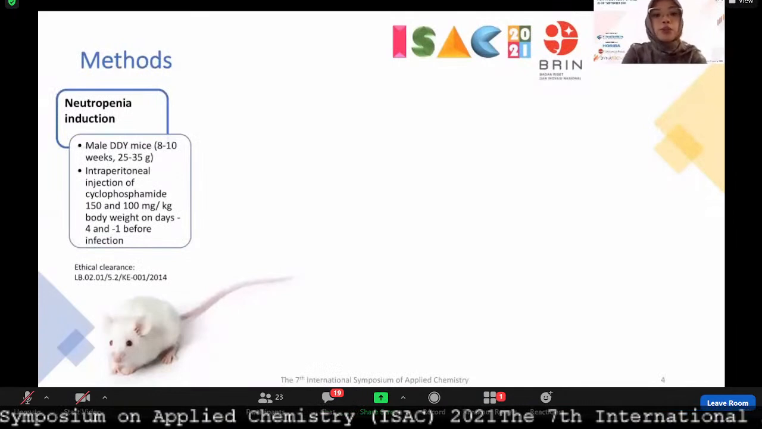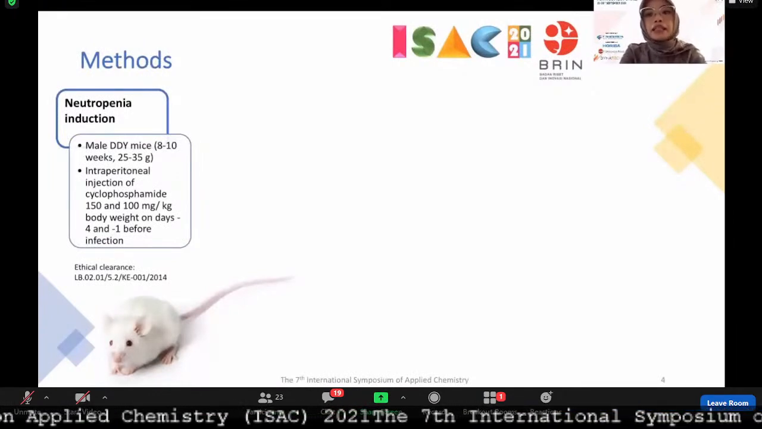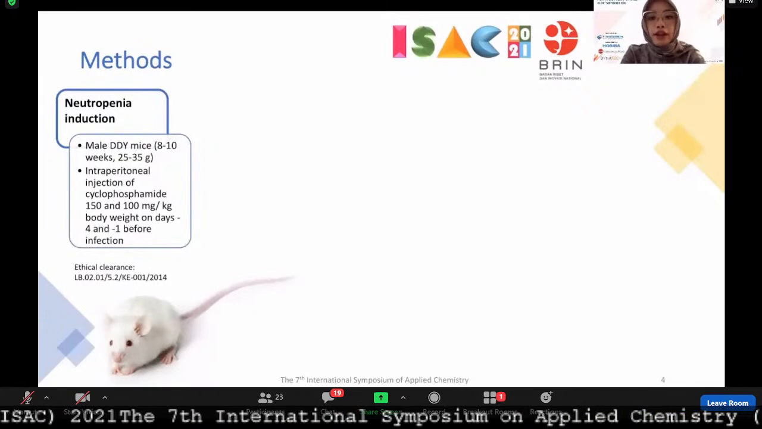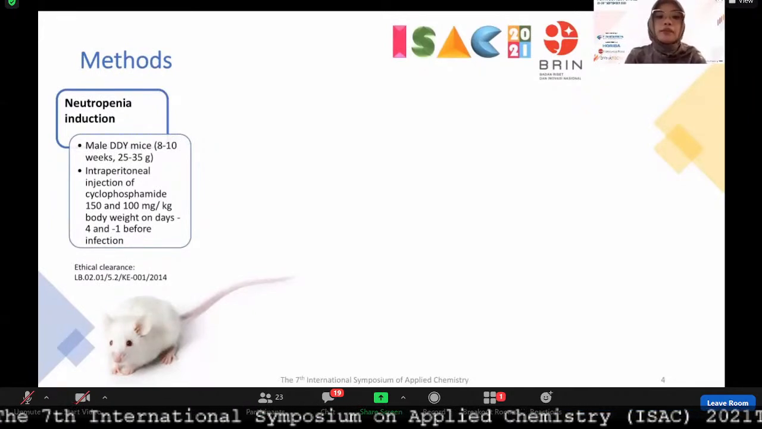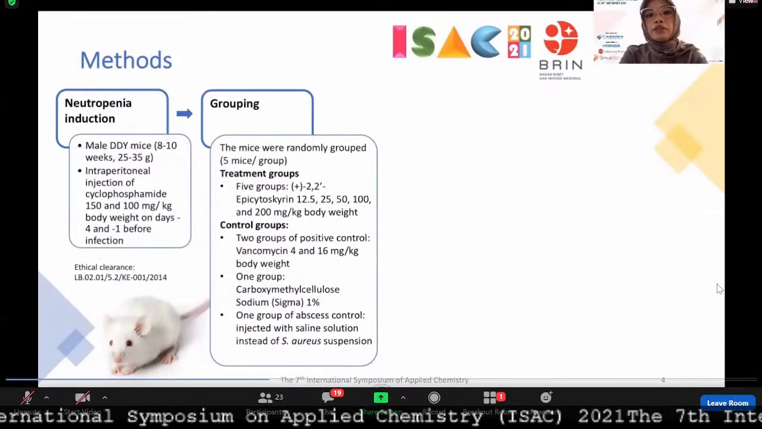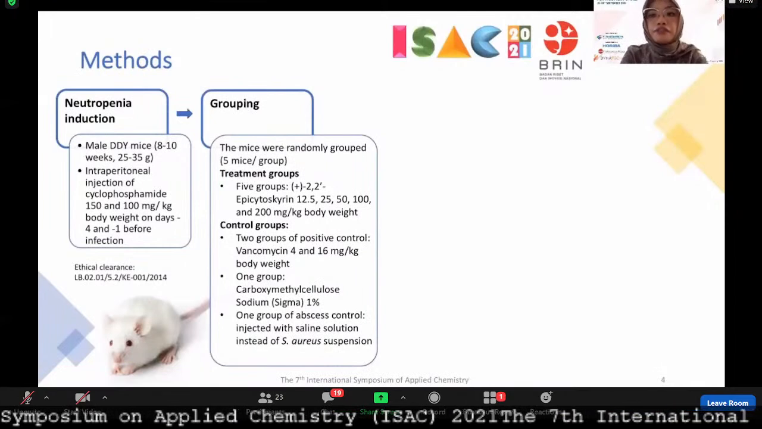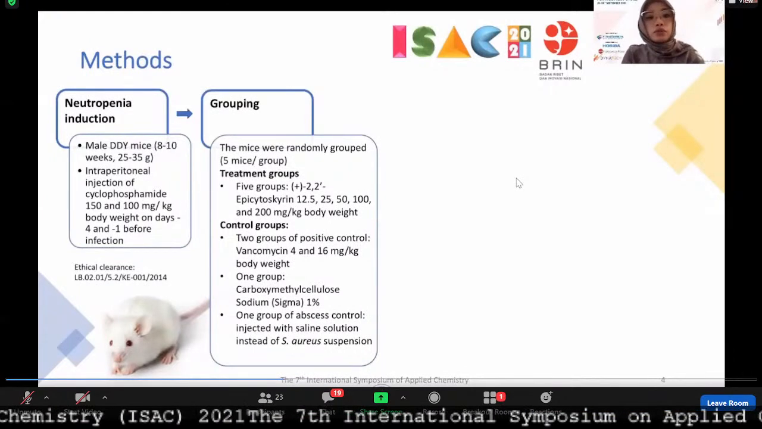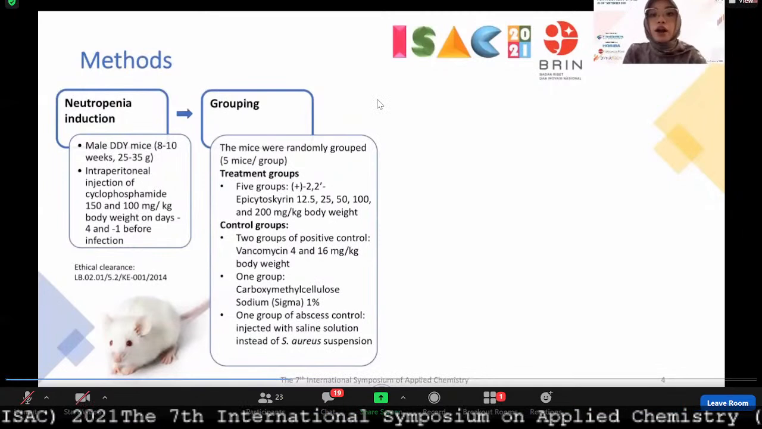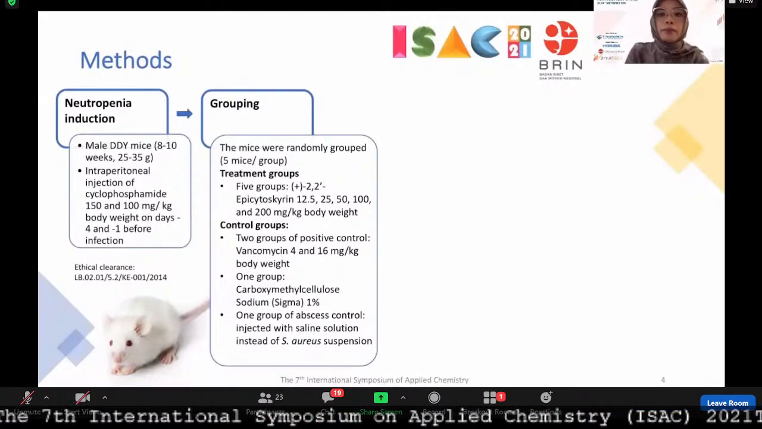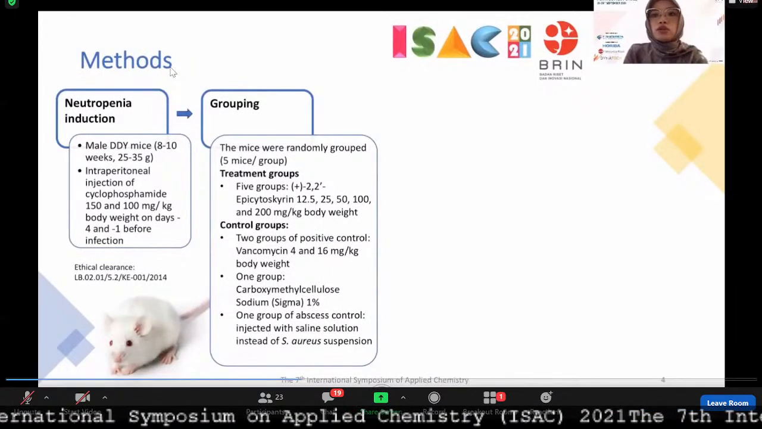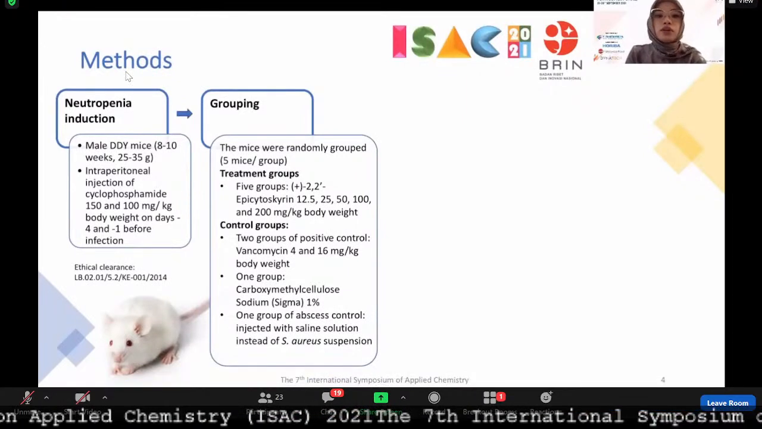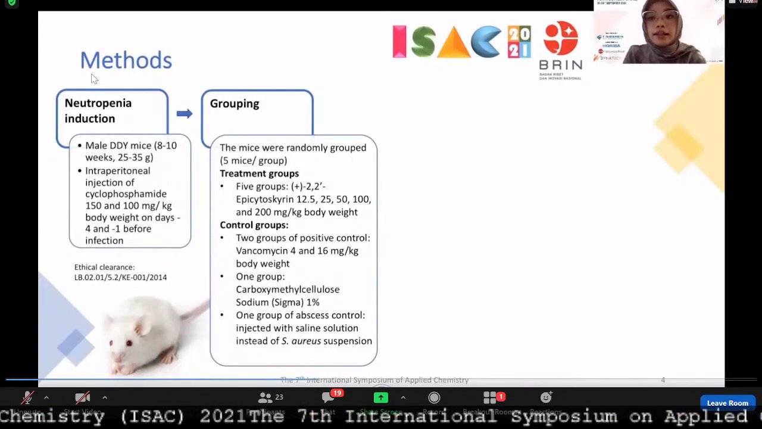As for the method, first we induce neutropenic condition in the male DDY mice by injecting cyclophosphamide 4 days and also 1 day before the infection. We then randomly group the mice into treatment groups, which is the epistoschirin 12.5, 25, 50, 100, and also 200 milligram per kilogram body weight, and also control groups, including the 2 groups of positive control, which were vancomycin 4 and 16 milligram per kilogram body weight. And also 1 group of carboxymethylcellulose sodium 1%, which was the vehicle for the drug, and we used it as untreated control. And 1 group of active control where we injected the saline solution instead of the S. aureus suspension.